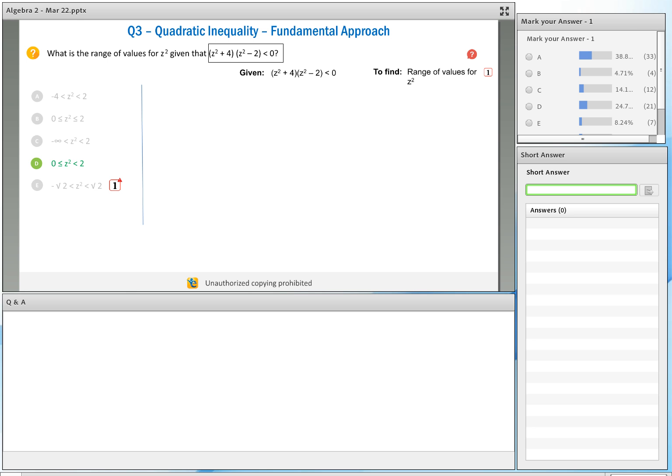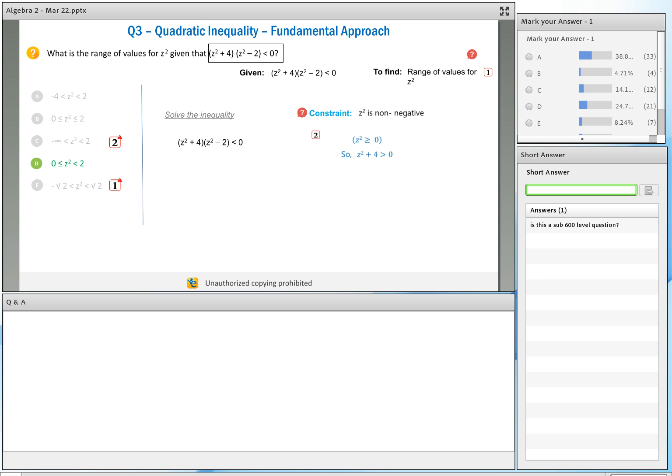So again, if you did not worry about z square, that's when you went towards choice E. This is a 600 level question, not a sub 600. This is a 600 to 700 level question. Okay, so you solve this inequality, and you really say, hey, z square plus 4, can this ever be negative?